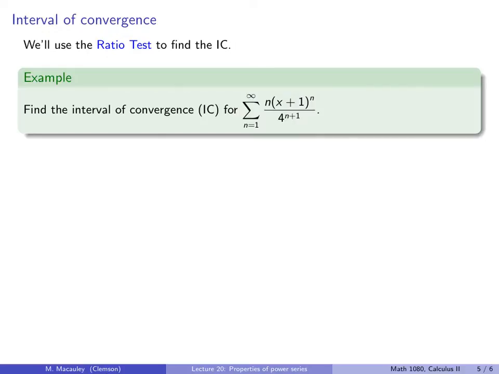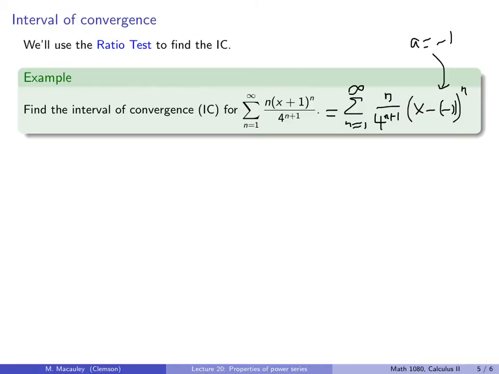So notice that this series, I'm just going to take a moment to write it as n equals 1 to infinity. Let's pull out the n and the 4 to the n plus 1. And then let's write this as x minus -1 to the n. And so from here you can see that a equals -1. So this is a power series centered at -1.